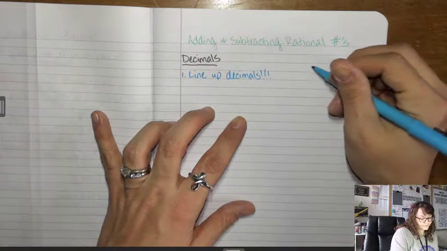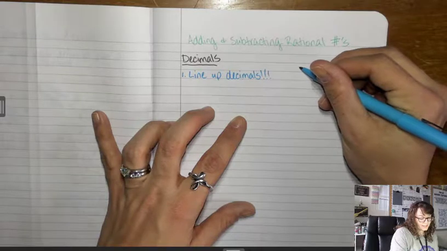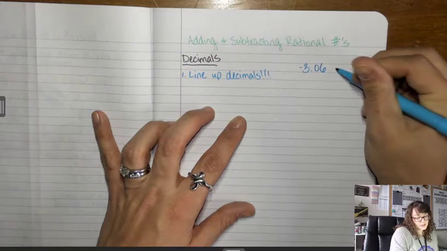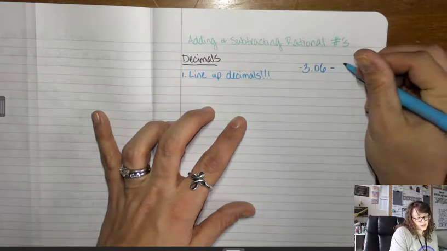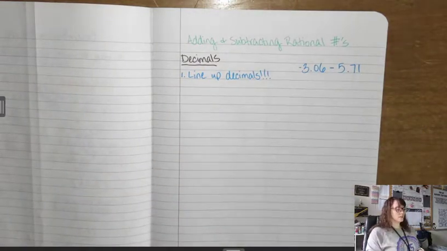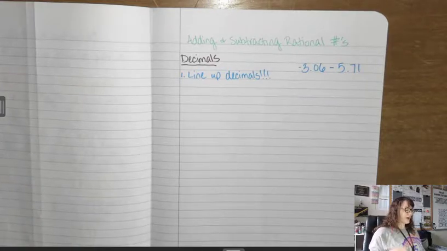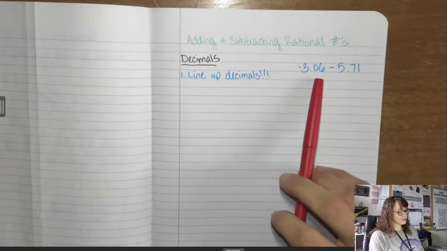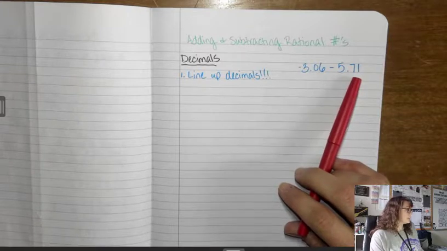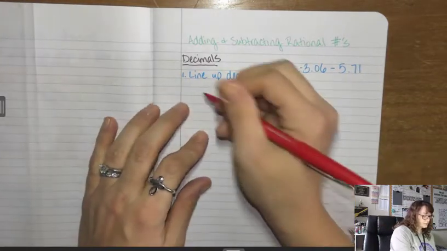So if we had negative 3.06 minus 5.71. The other thing, lining up decimals, we follow integer rules, so we're going to treat this like it's 306 and 571, which you did in 6th grade, just it's a big integer. So no more subtraction.